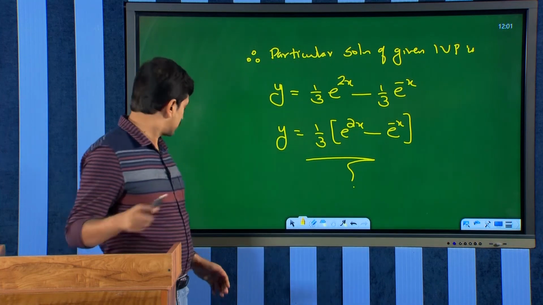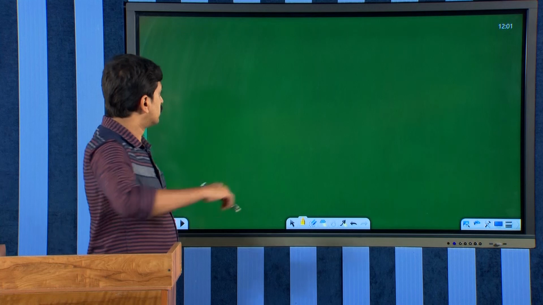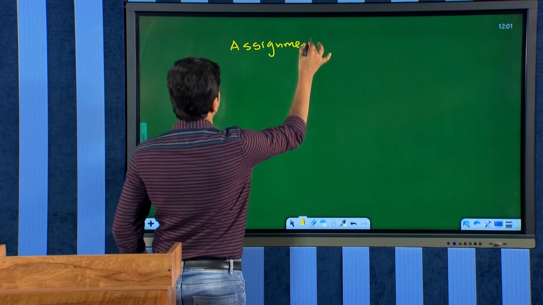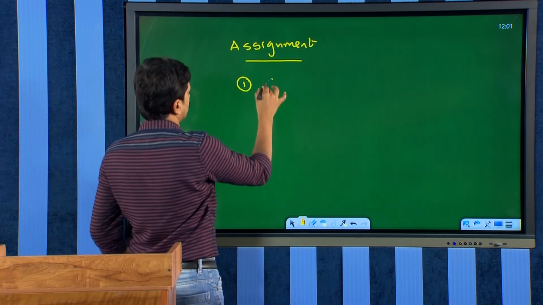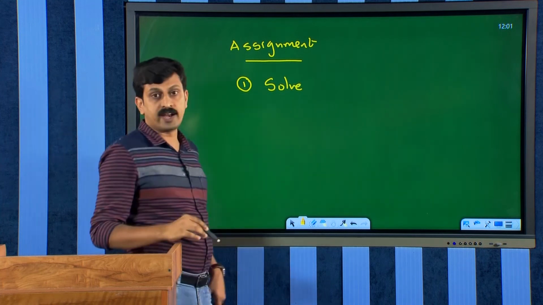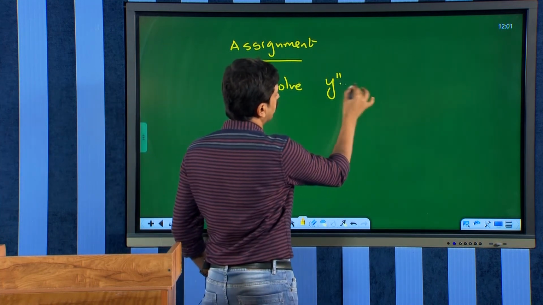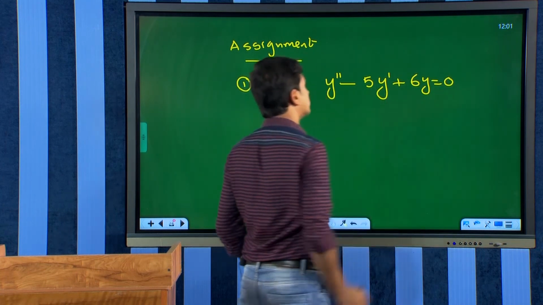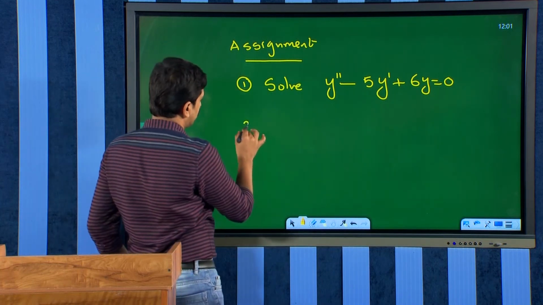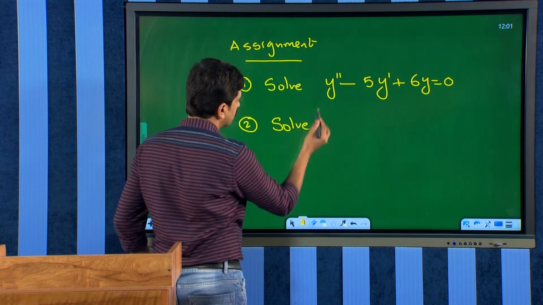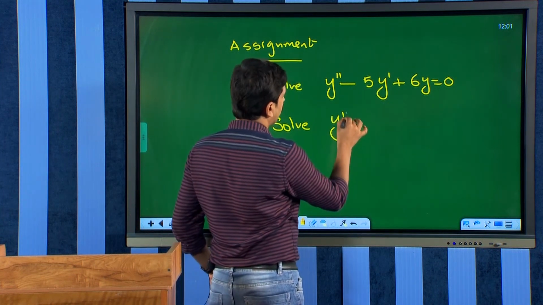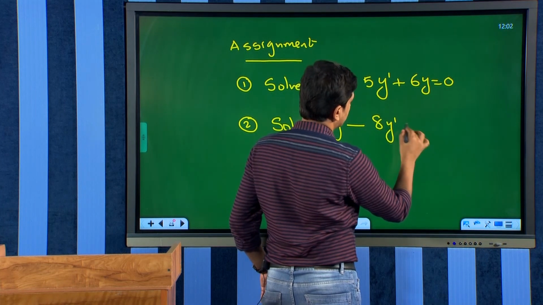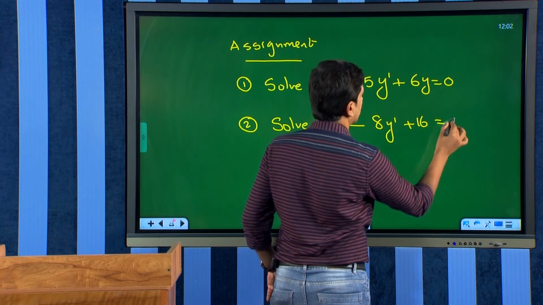Let me write down one more exercise for you. First one, solve y double dash minus 5y dash plus 6y is equal to 0. Similarly, the second one, solve y double dash minus 8y dash plus 16y is equal to 0.